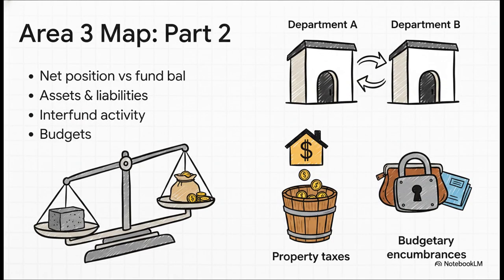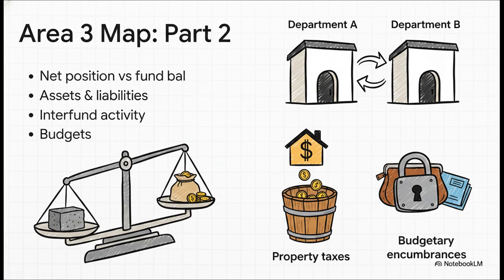Moving right along our map, we encounter the concepts of net position versus fund balance. Think of fund balance as measuring what's available to spend right now, while net position measures long-term economic health. You'll also need to navigate how capital assets and long-term liabilities are treated completely differently depending on your perspective. Then there's interfund activity, basically how money moves and is accounted for entirely inside the government itself.